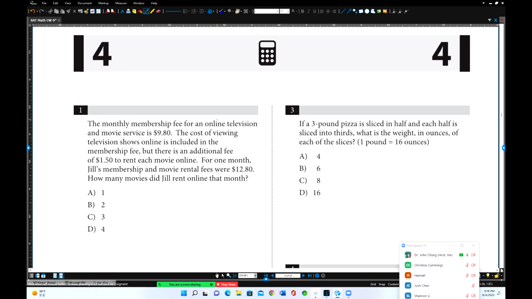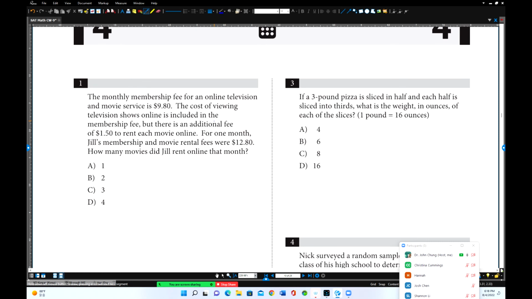Okay, we're gonna have some questions in section 4. Always in section 4, they give the linear equations, okay? So mx plus b, and here you find what the slope is, and what the initial value is, something like that.